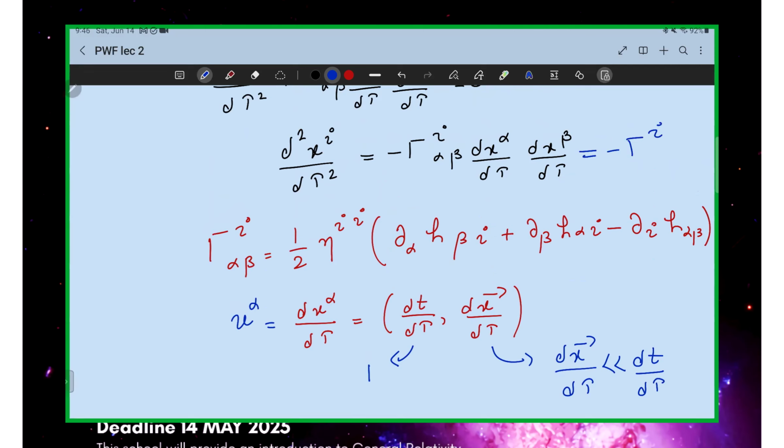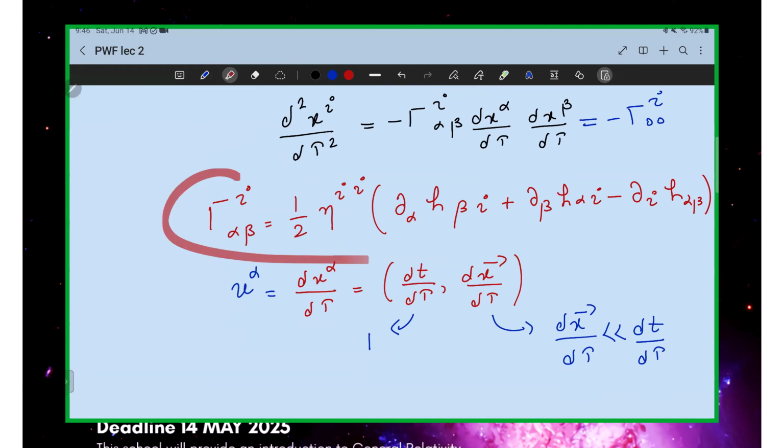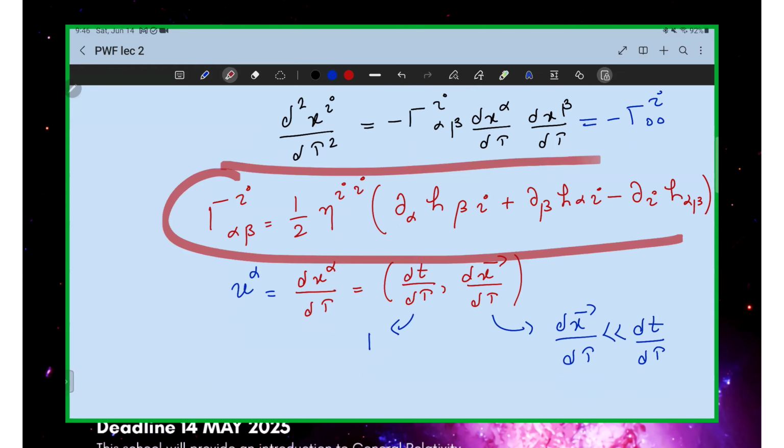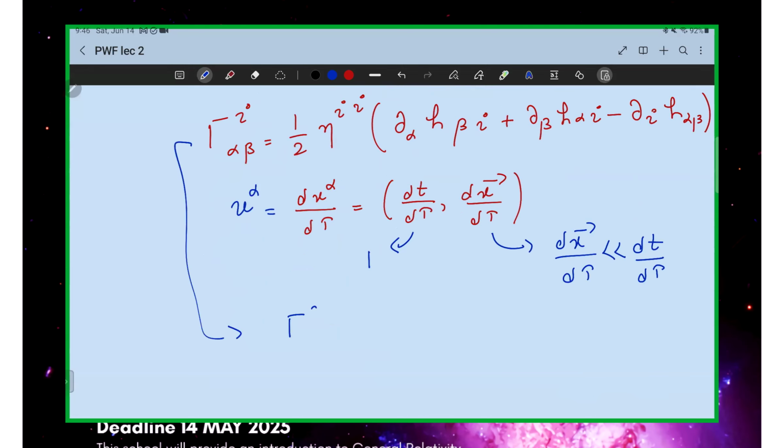And if you use this expression of the Christoffel symbols to calculate what you have when alpha and beta are both 0, you get something like this. This is just 1 because this is just a flat metric. So you get 0. Sorry, this is 0. This is 0. This is 0.